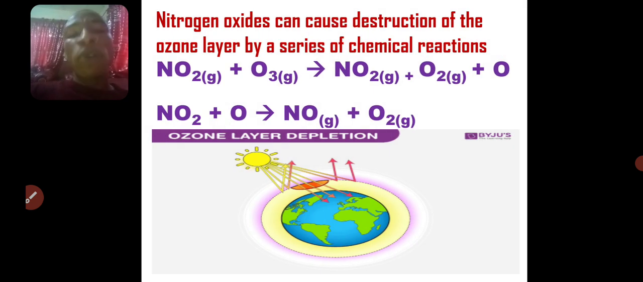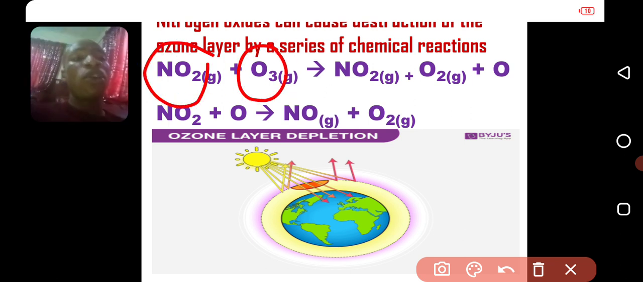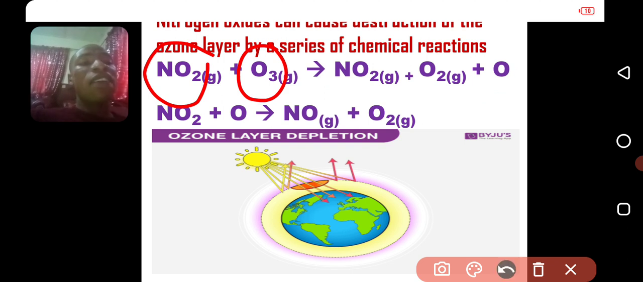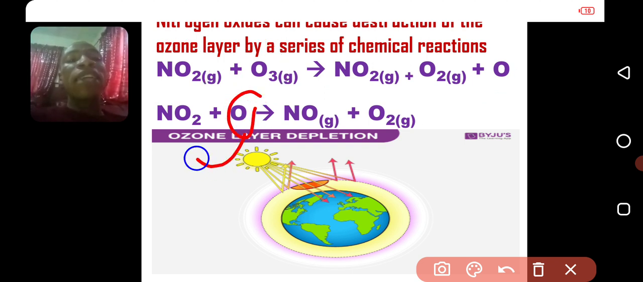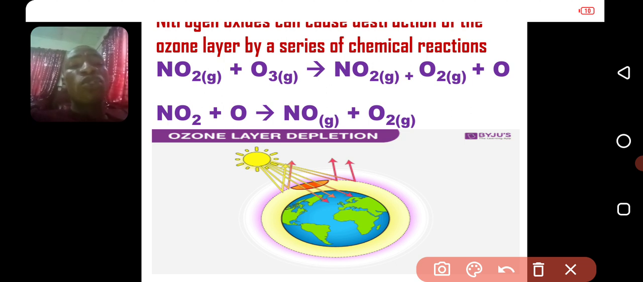Apart from chlorofluorocarbon, nitrogen oxide can destroy the ozone layer by this chemical reaction. When nitrogen oxide reacts with ozone, that's the ozone layer now, it gives us NO2 and splits the ozone into oxygen and monoatomic oxygen. Now this single oxygen combines with NO2 to give us NO and oxygen back. So the NO continues to deplete our ozone layer. So it depletes the ozone layer.